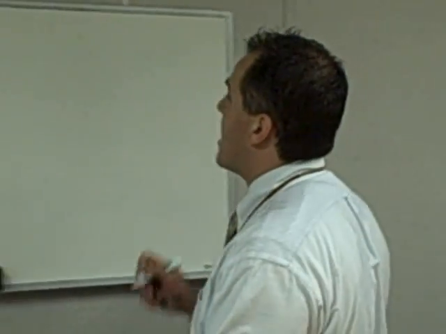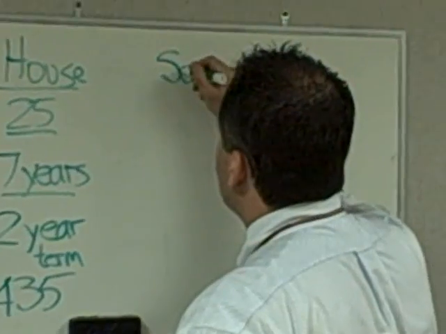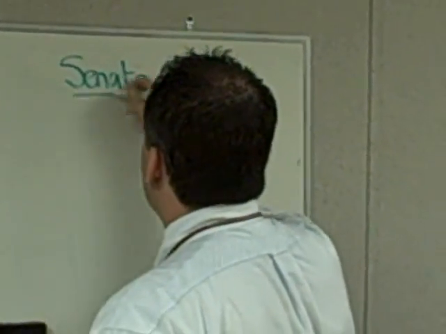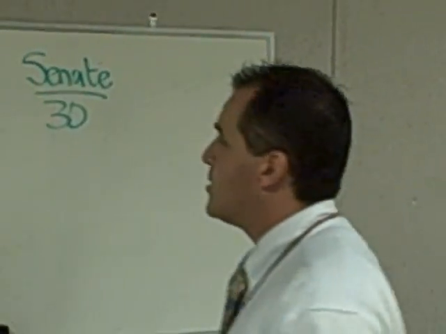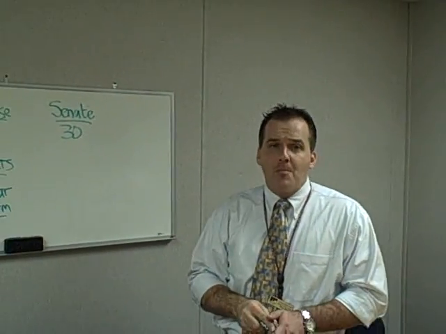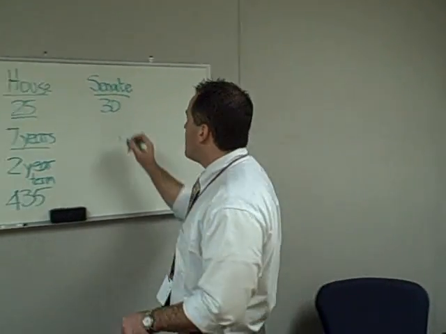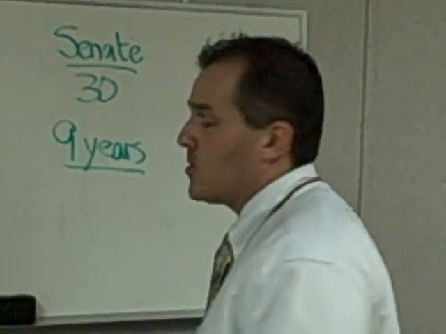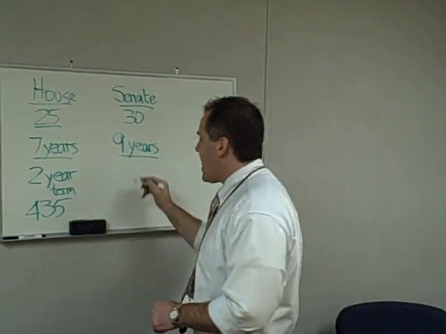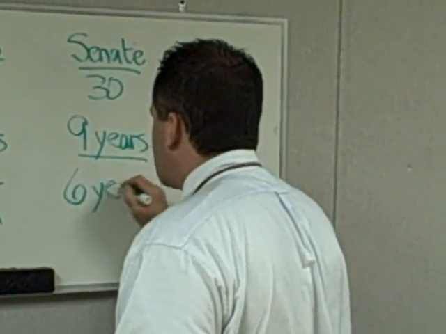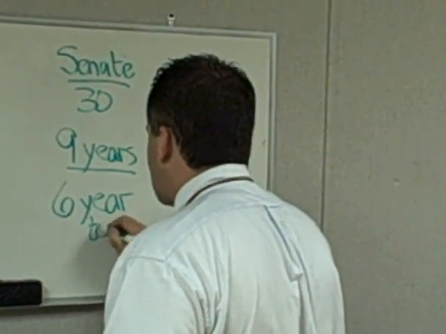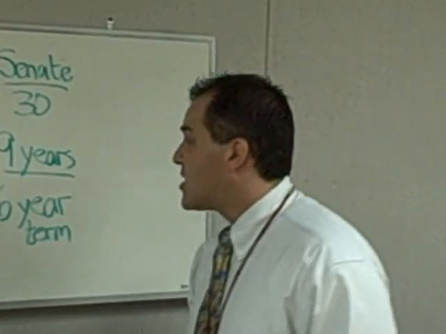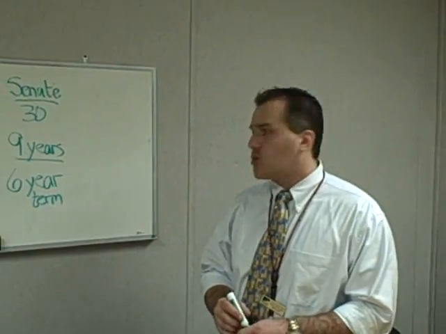Now, let's go over to the Senate. The Senate's going to be a little bit different. In the United States Senate, you've got to be a minimum of 30 years old. You must have lived in the United States for a minimum of 9 years. And indeed, when you look at it, instead of the 2-year term that the House has, in the United States Senate you are going to have a 6-year term.